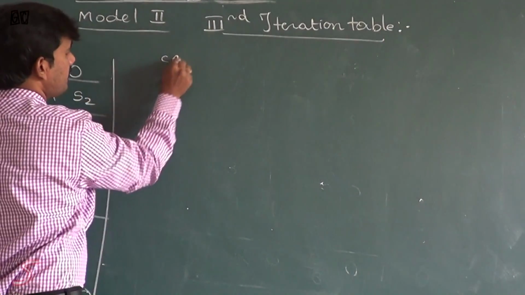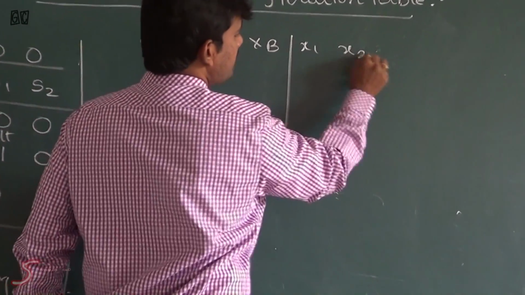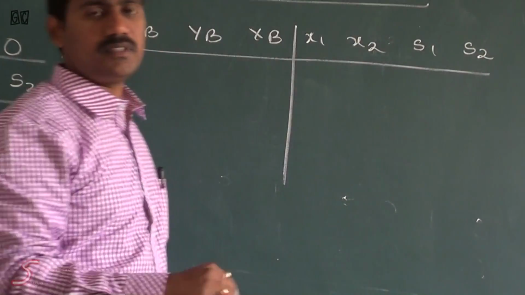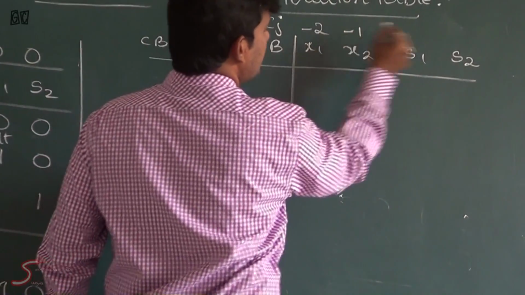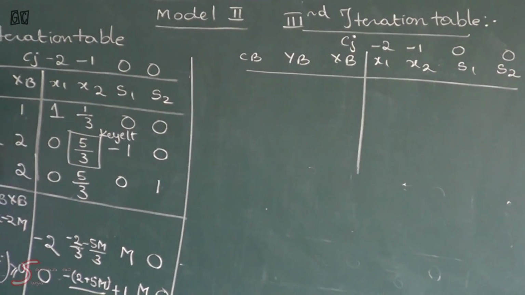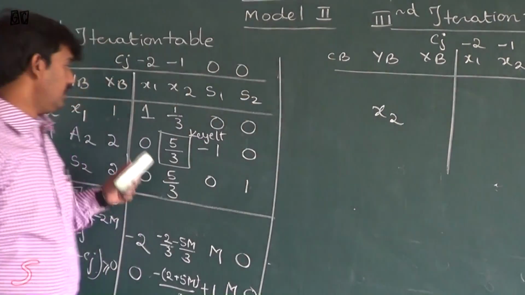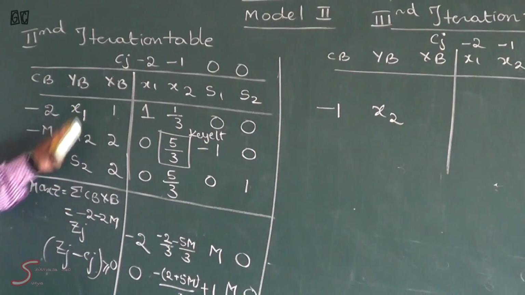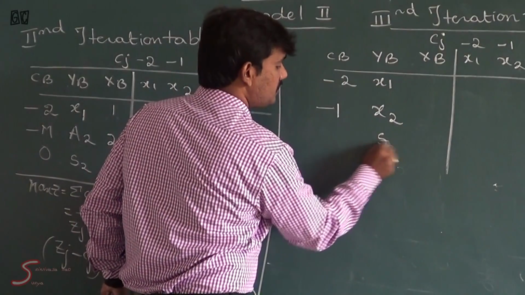So we have CB, YB, XB, and all the variables we have x1, x2, s1, s2 only. Why? Because we reduced all the artificial variables. That is, we have Cj, minus 2, minus 1, 0 and again 0. Here, x2 is incoming vector, a2 is outgoing vector. So obviously x2 will be here. The cost of x2 is minus 1, here we have minus 1 only. And then no changes for x1 and s2. So obviously for x1 the cost will be minus 2 and for s2 the cost will be 0.